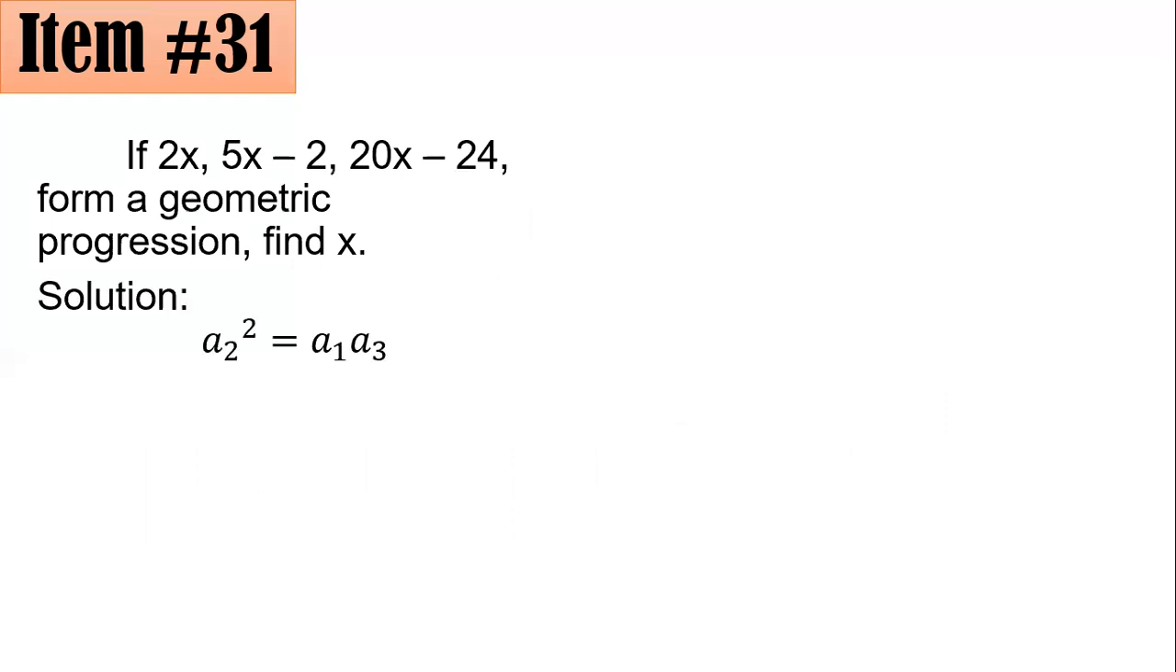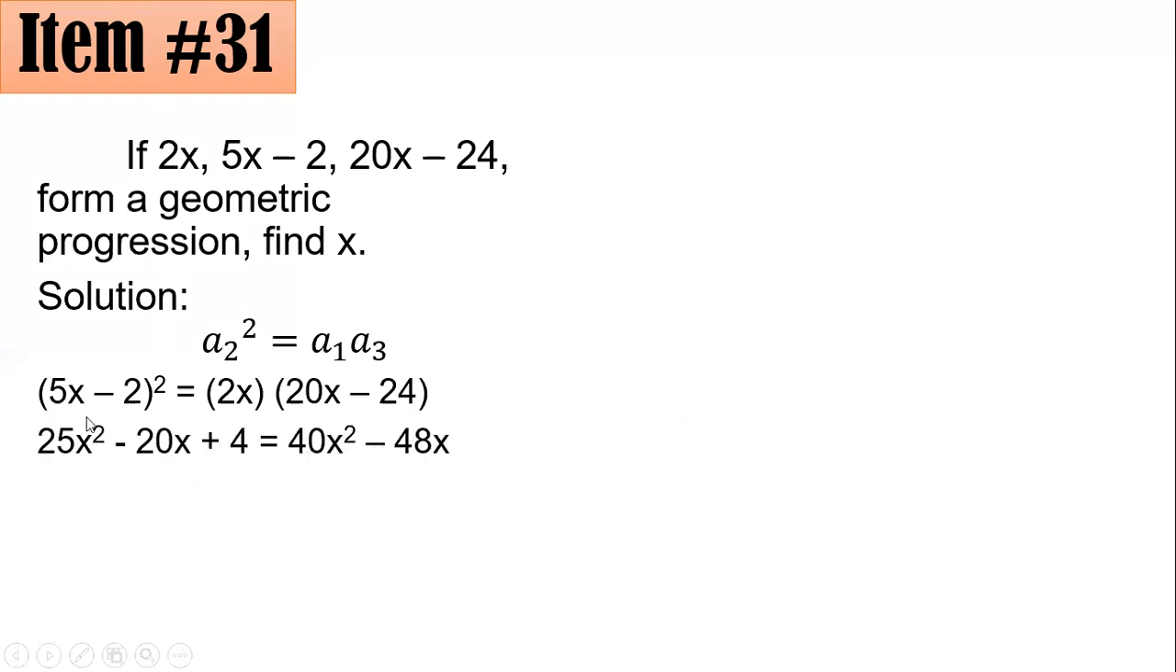So if I square 5x minus 2, because it's the second term, it's equal to the product of 2x and 20x minus 24 as shown. Squaring 5x minus 2 gives you 25x squared minus 20x plus 4, whereas multiplying 2x and 20x minus 24 by the distributive property of multiplication over subtraction, you will have 40x squared minus 48x.